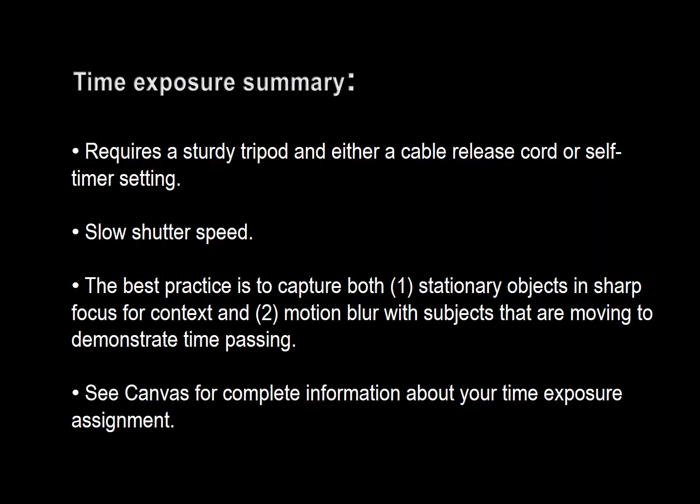So, a time exposure summary. It requires that you use a sturdy tripod and either a cable release cord or a self-timer setting in your camera. Slow shutter speed is necessary, usually 2 seconds or more is what I recommend for this assignment. And the best practice here is to capture both stationary objects that are in sharp focus to give us context and some motion blur with the subjects or with the lights. So for this assignment, see Canvas for complete information about your time exposure assignment, and good luck.